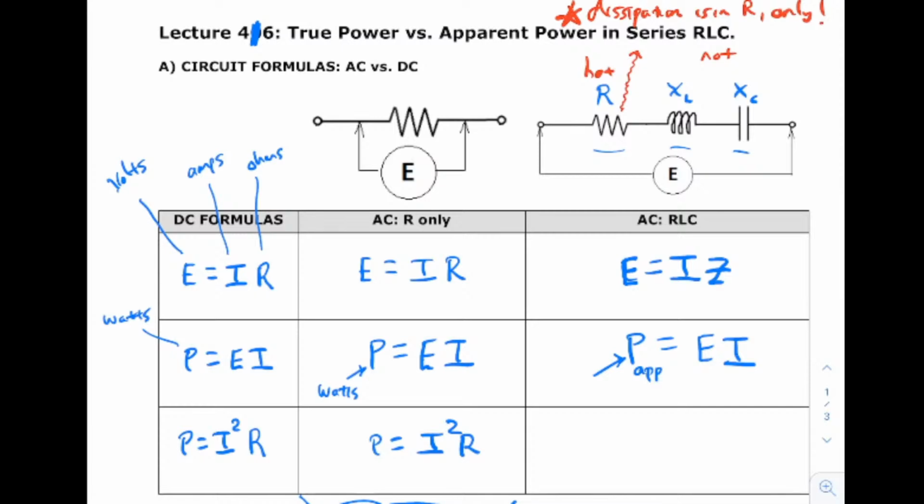Now, because it's apparent power, we don't want to call it watts anymore. Watts are true power dissipated. I'm kind of being redundant. Power dissipated, true power, it kind of means the same thing. These, we have to call them something else. So what are you going to call it when you multiply so many volts times so many amps? Well, if you don't want to call it a watt, you can call it a volt amp.